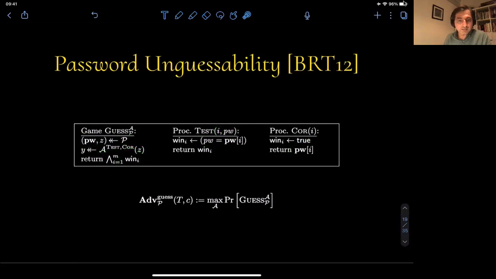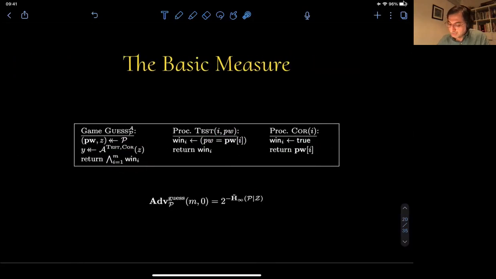And we measure the advantage here by considering the maximal advantage of any adversary in this game. Now, how does this relate to the known notions of unguessability for distributions? Actually, if you consider a setting where you have n guesses, m is the number of passwords in the system, that's the number of passwords output by p, then it's not too hard to see that this measure is actually related to the mean entropy of the password, or in this case, the average mean entropy of the passwords.